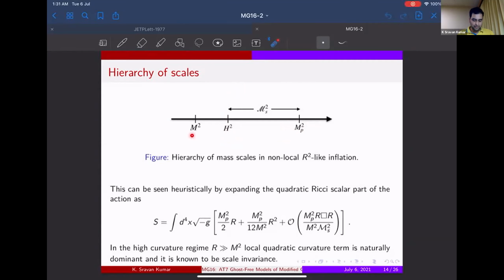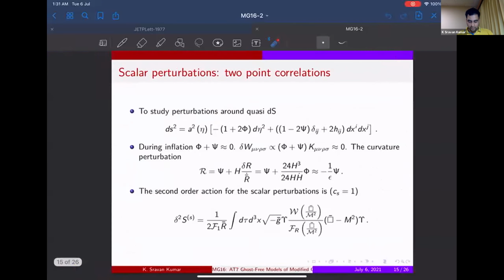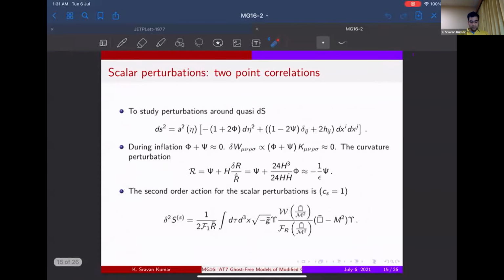And there is a scalar mass, because R F of box R will introduce an additional scalar in the theory. Now let us study perturbations. How do we do it? We decompose the metric using a 1 plus 3 decomposition into the scalar and tensor parts.